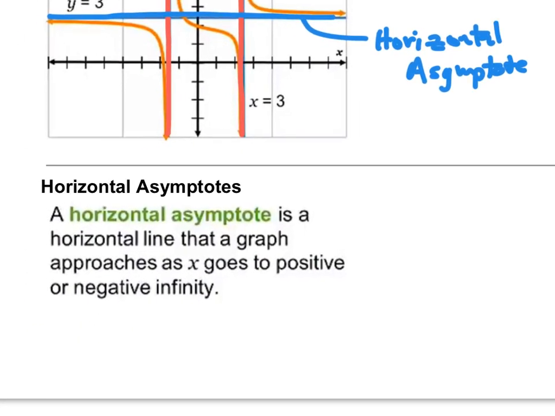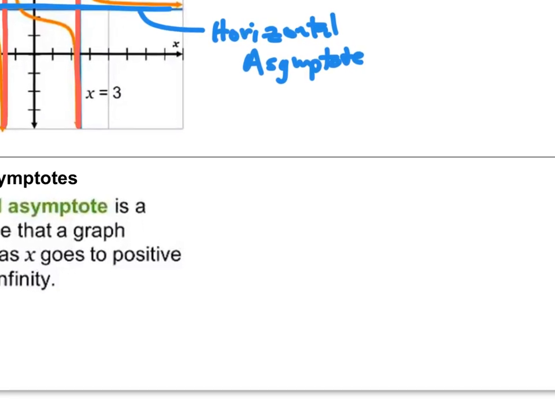A horizontal asymptote is a horizontal line, and I can remember horizontal by the word horizon. The horizon line goes across like that. And as x goes to positive or negative infinity, this is a line that the graph will not touch, that it will approach. So how to determine horizontal asymptotes? Finding your horizontal asymptotes isn't too bad.